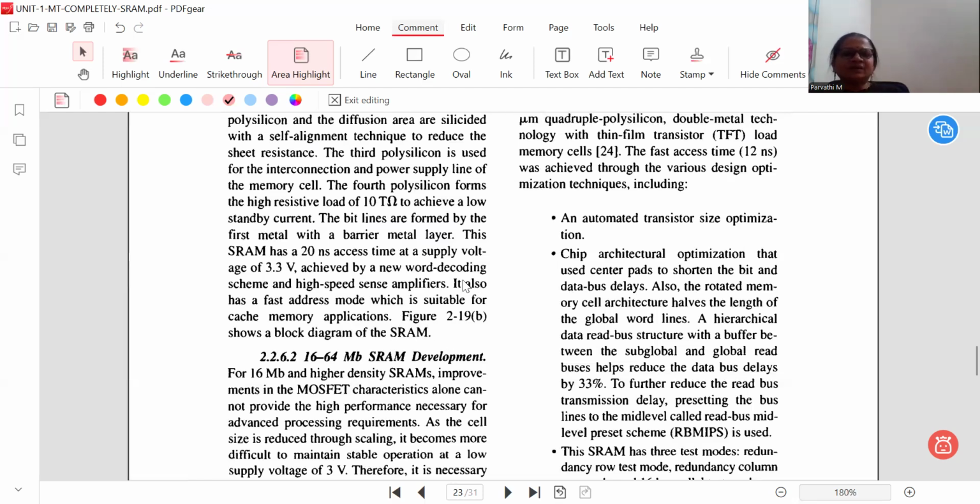So with this, we can end the session. Then we will see 16 to 64 megabit SRAM development in the next session.